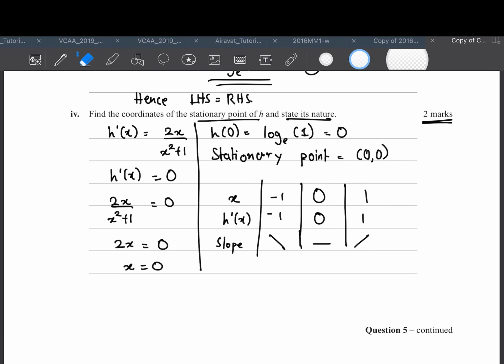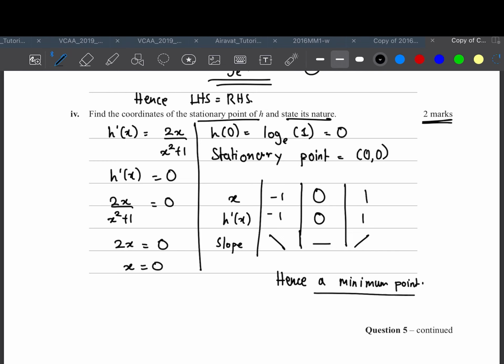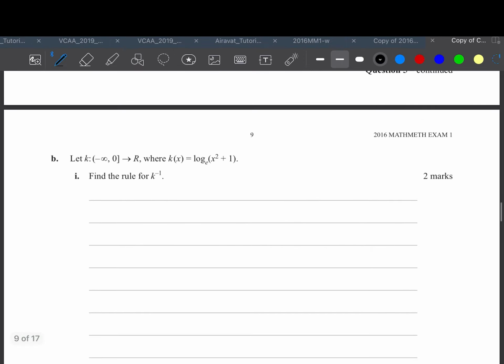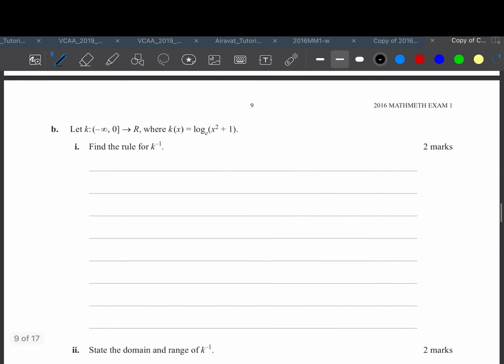So our answer is just going to be, hence, a minimum point. Sorry, I spelled this wrong. Minimum point. Okay, so our 2 marks again, 1 mark here and 1 mark here, just the suggested marking scheme. All right, let k be this function over here, which is exactly the same as h of x, except they have specified a domain.